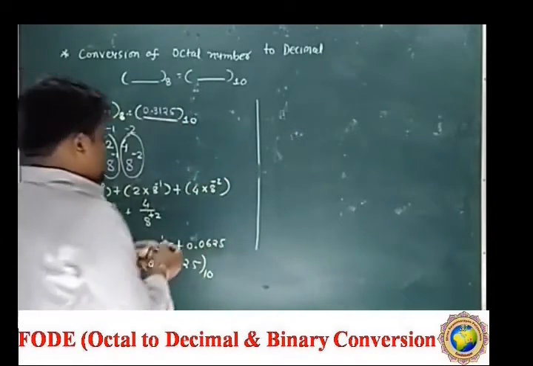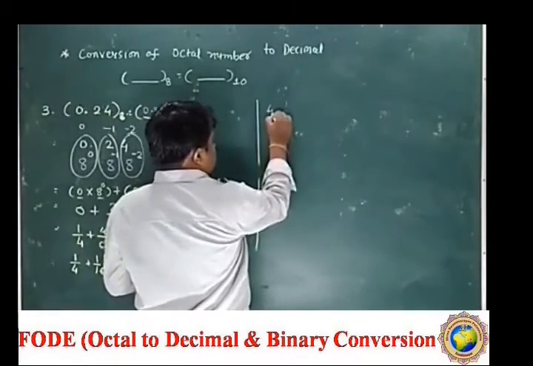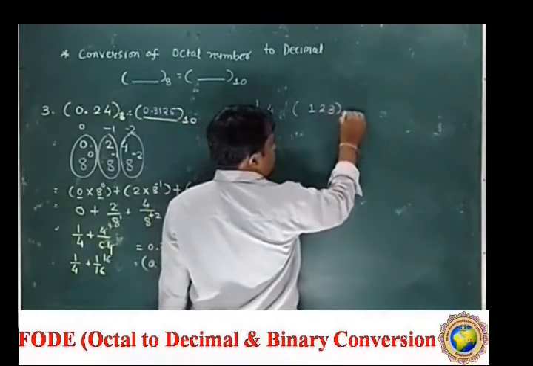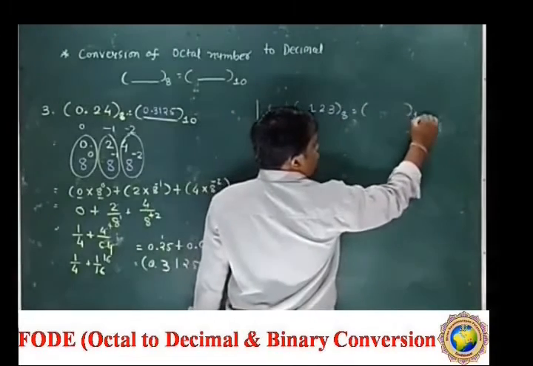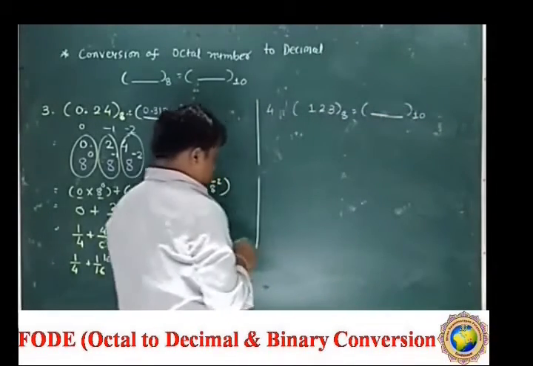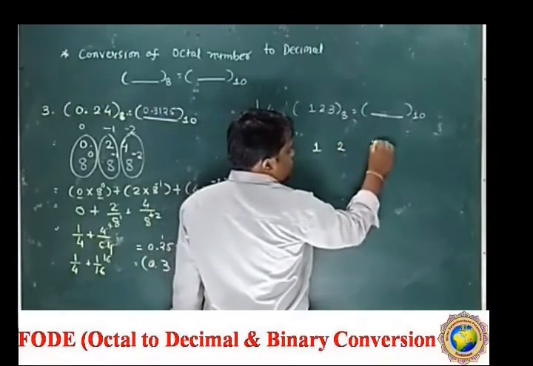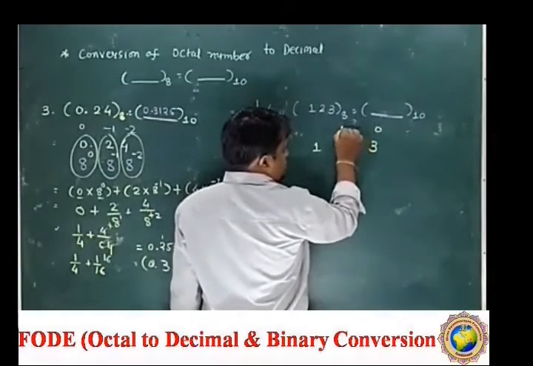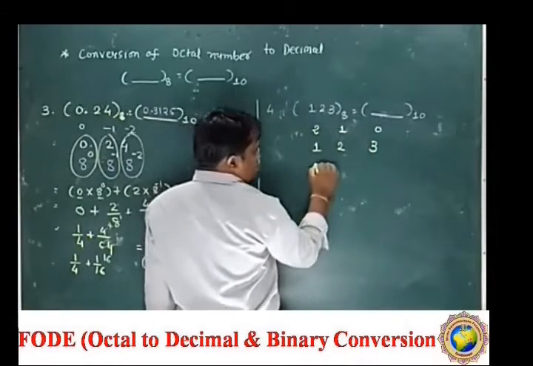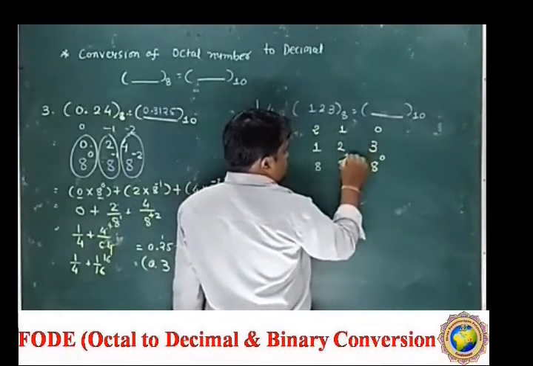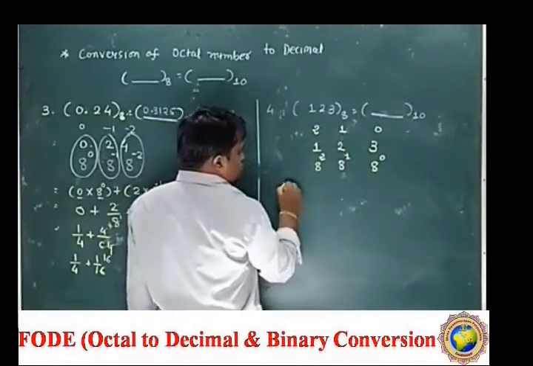So the next example, number 4. Take one example, that is 123. This is the octal number and it is to be converted into decimal. So put here 1, 2, 3, then 2, 1, 0. Then put 8, 8, 8. So 8 raised to 0, 8 raised to 1, 8 raised to 2.